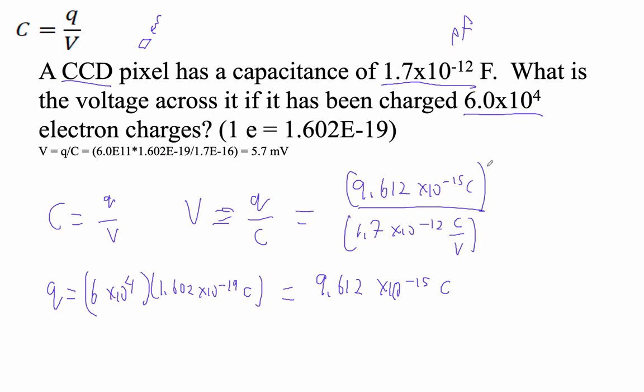So I'm going to divide that by 1.7 times 10 to the minus 12th, and I get that the voltage is 0.00565 volts, which is 5.65 millivolts. A millivolt is, of course, a 1,000th of a volt. So you just go 1, 2, 3. Now it's millivolts. Okay. All right.